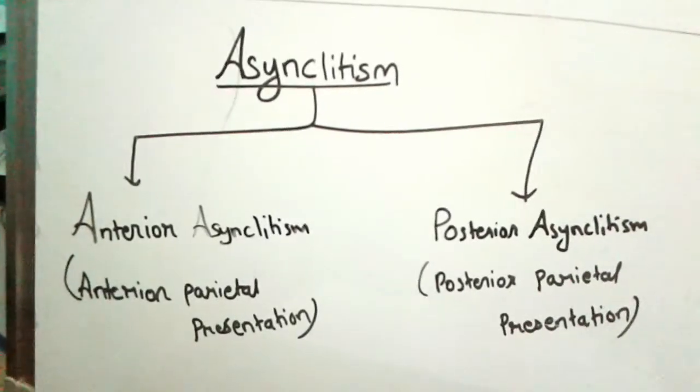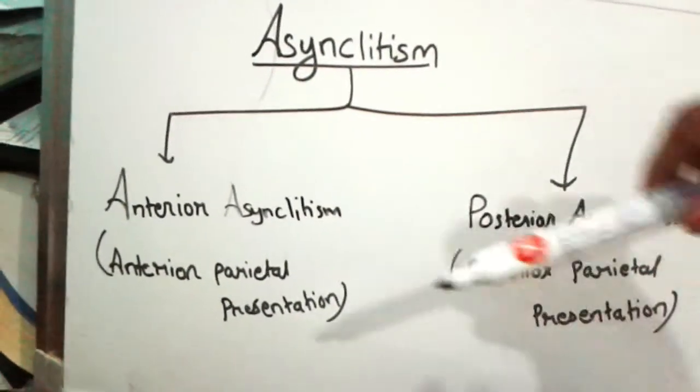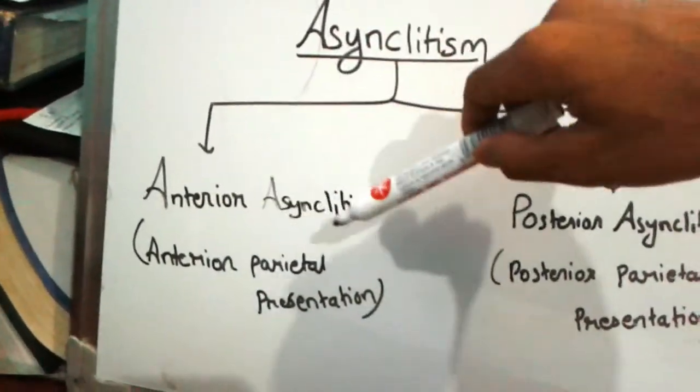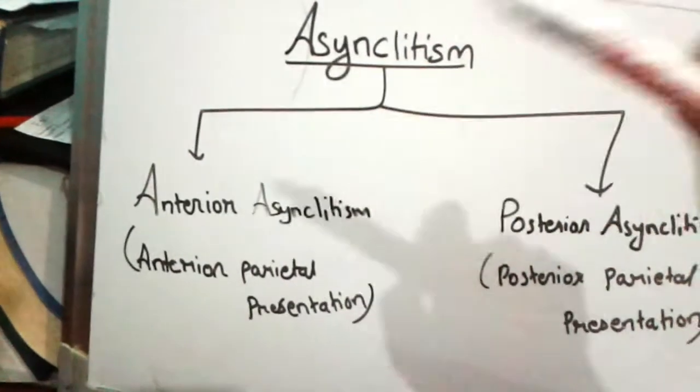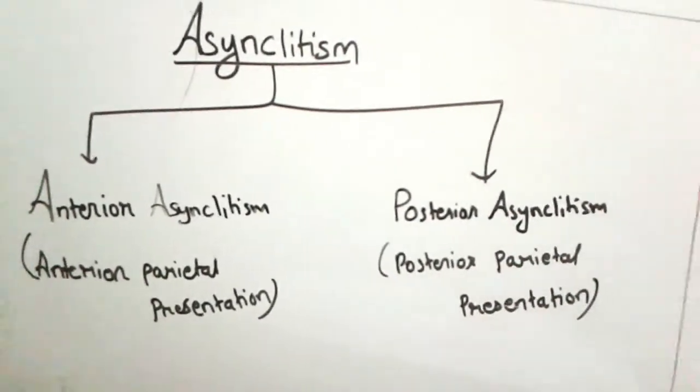In case you get confused or forget, then just remember A for A and P for P. That is, in anterior asynclitism, the anterior parietal bone presents first, and in posterior asynclitism, the posterior parietal bone presents first.